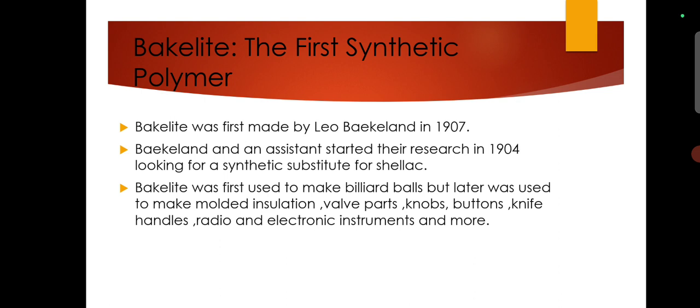Now, coming on to the history of bakelite. Bakelite was first made by Leo Baekeland in the year 1907. Phenol formaldehyde resin, commonly known as bakelite, was the first synthetic plastic ever created. In 1907, Leo Baekeland successfully synthesized bakelite while he was finding a replacement for shellac, which is a natural resin used in electrical insulators. Bakelite was first used to make billiard balls, but later was used to make molded insulation parts, valve parts, knobs, buttons, knife handles, radio and electrical instruments, and many more.